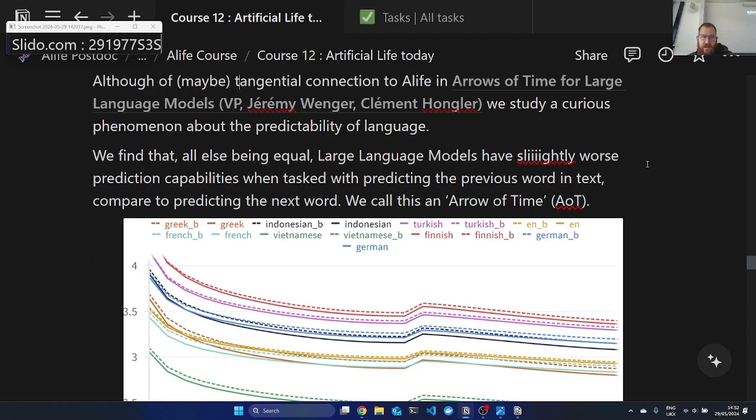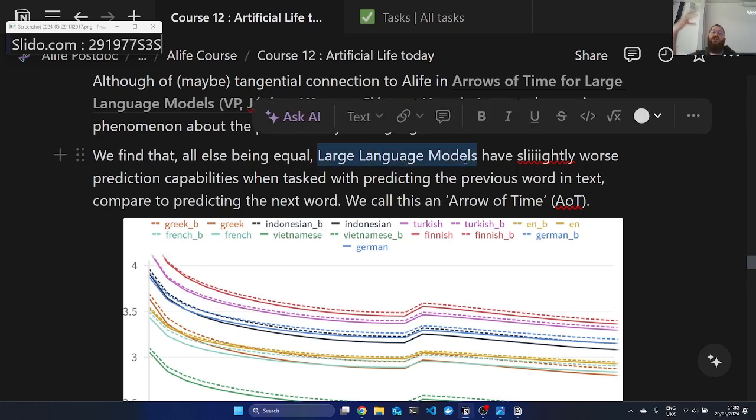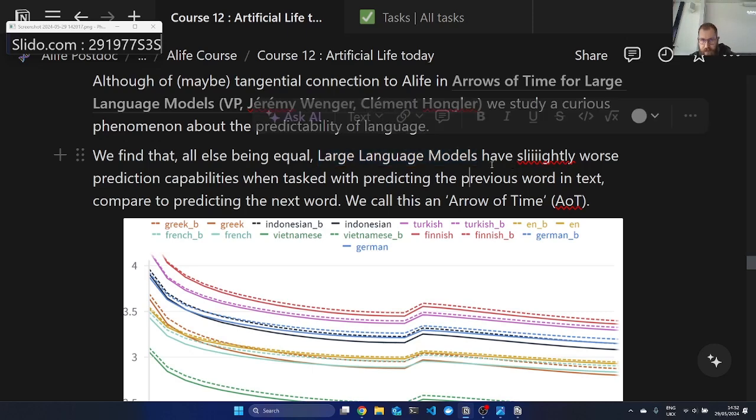So what we found is that, all else being equal, if you take a large language model and train it on text, it seems to do slightly worse whenever you ask it to predict the previous word instead of the next word.